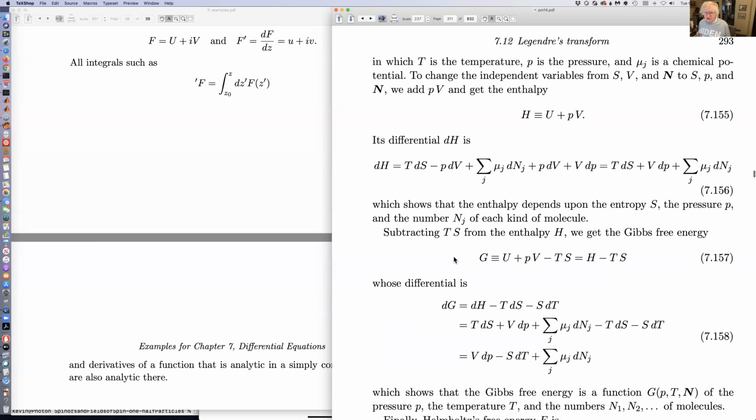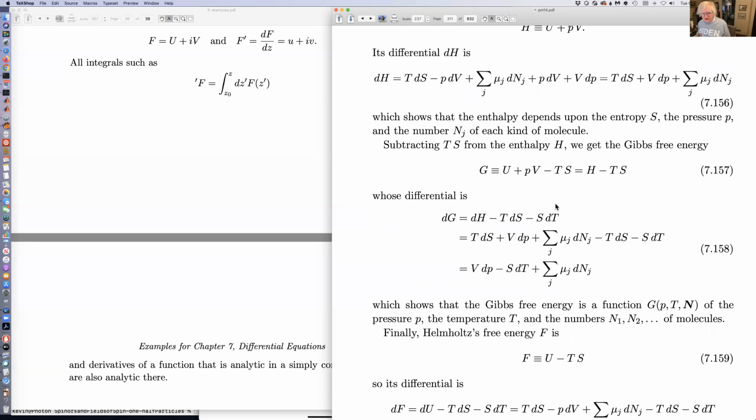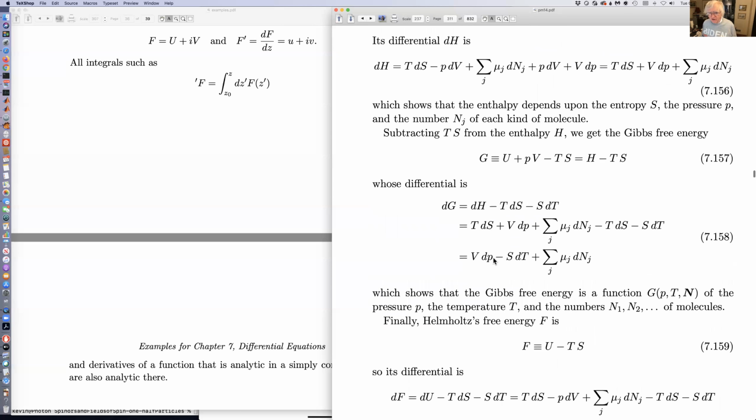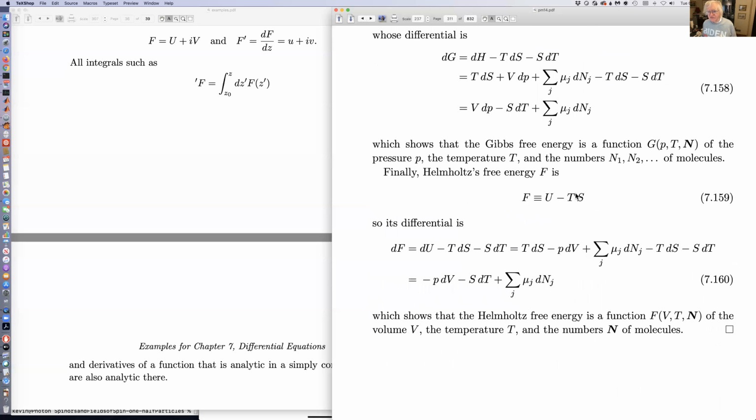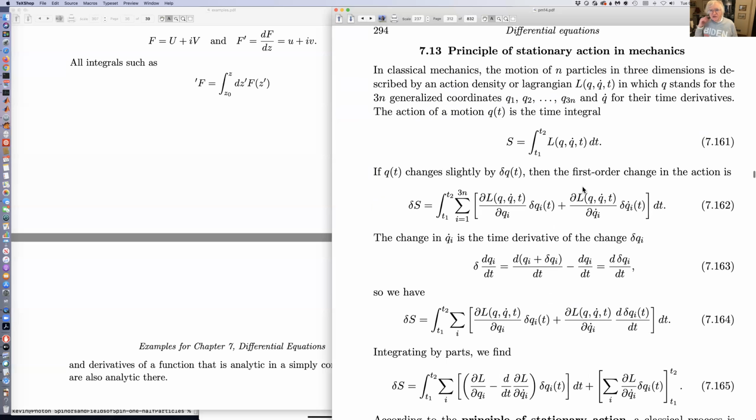The Gibbs free energy then is U plus PV minus TS. That turns out to be the enthalpy minus TS. The differential involves dP, dT, and dN. So it's a function of P, T, and the N's. But again, you have to express everything properly in terms of P, T, and N. The Helmholtz free energy is U minus TS, and it looks like that. Okay, so those are some examples.